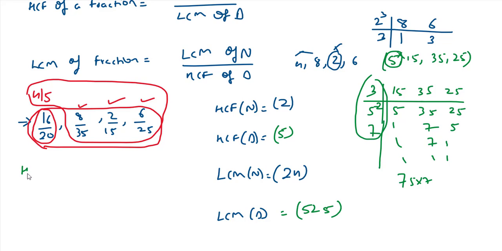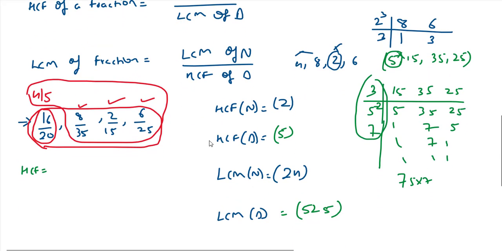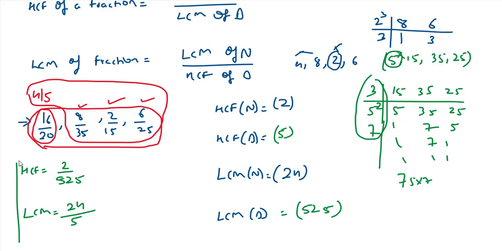So now the HCF of the fraction, by using the above formula, is HCF of the numerator upon LCM of the denominator. So this is 2 upon 525. So this is your HCF. For LCM, the formula is LCM of the numerator upon HCF of the denominator. LCM of the numerator is 24 upon HCF of the denominator, which is 5. So this is your answer for HCF and LCM of the given set of fractions. The only important point that you need to consider is that the fractions should be in their reduced form.